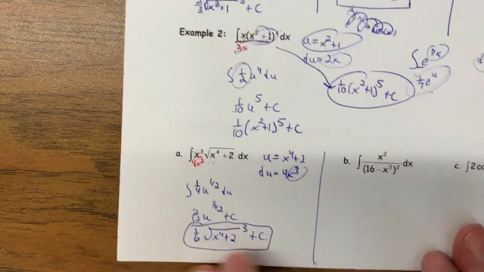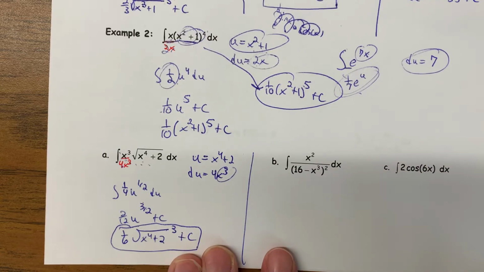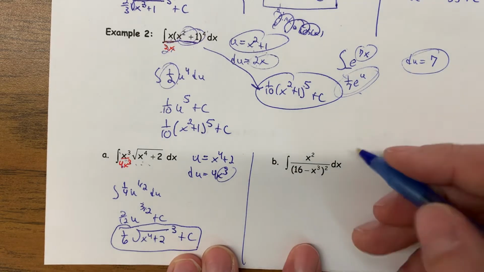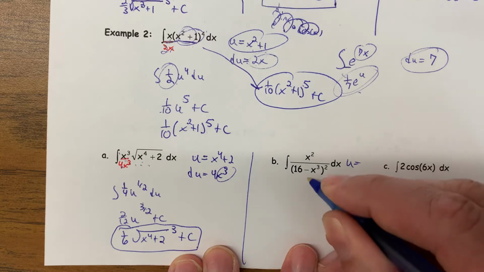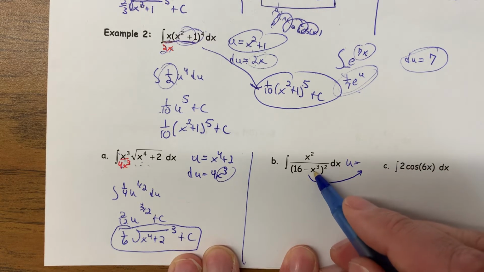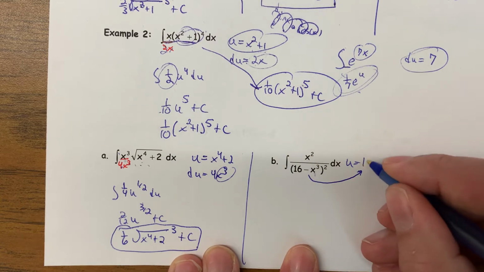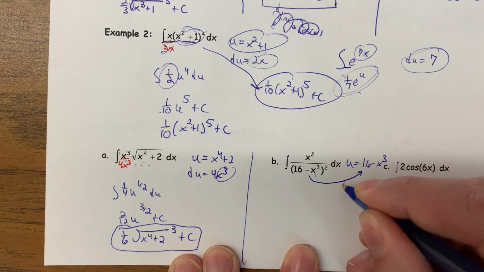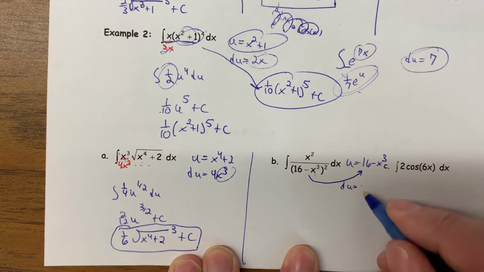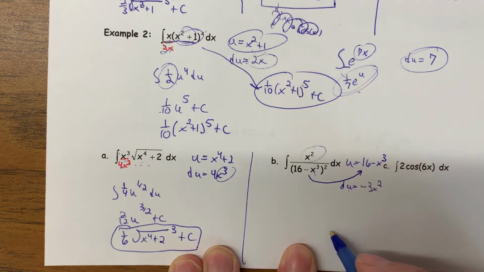All right, how about in B? What is the u here? And it might be a little tricky to see at first, but I hope we do see it. I hope we see that the u should be this guy. And if it's a power rule one, the u is always going to have a power 1 bigger than something that's there. So the u is 16 minus x cubed, because then du is, what is the du here? It's negative 3x squared. And we have an x squared here.